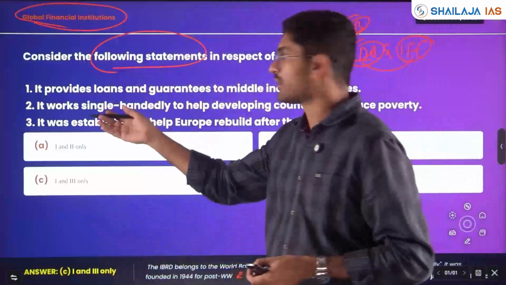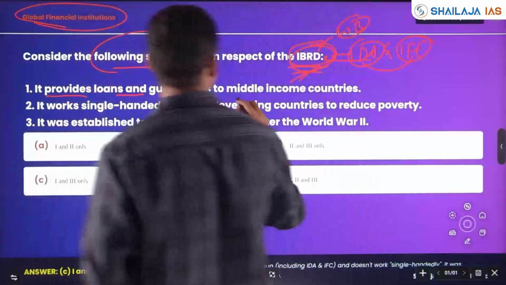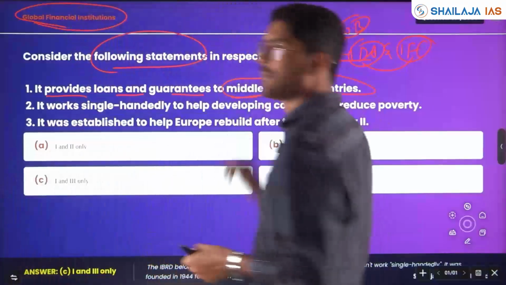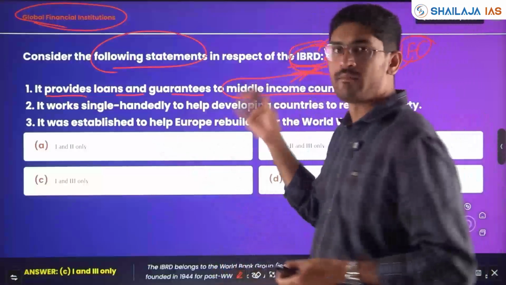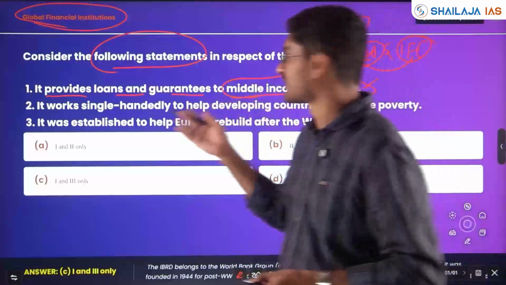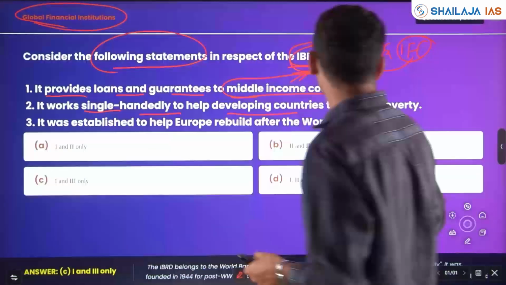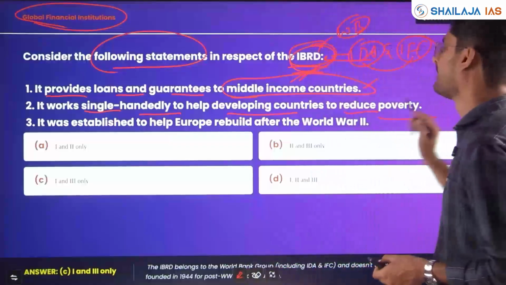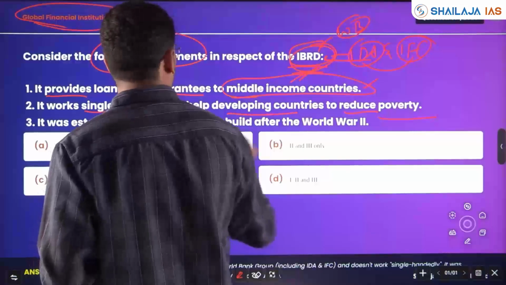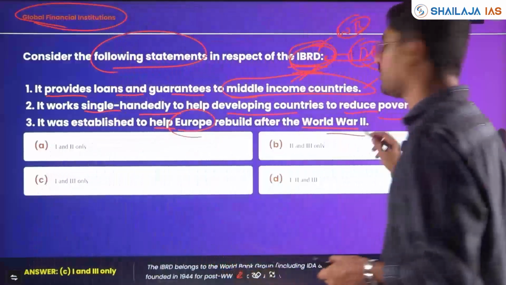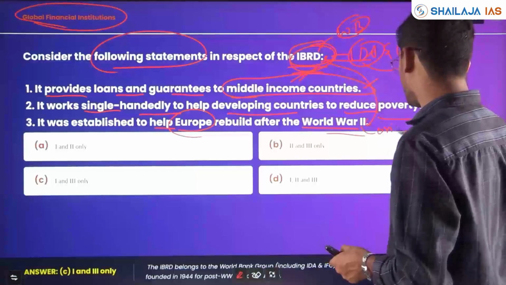We'll see what all the statements are. It provides loans and guarantees to middle income countries. Yes, for development. If you know the full form, International Bank for Reconstruction and Development, it works single-handedly to help developing countries reduce poverty. Does it? It was established to help Europe rebuild after World War II. Yes, this was the whole purpose, or the origin story.